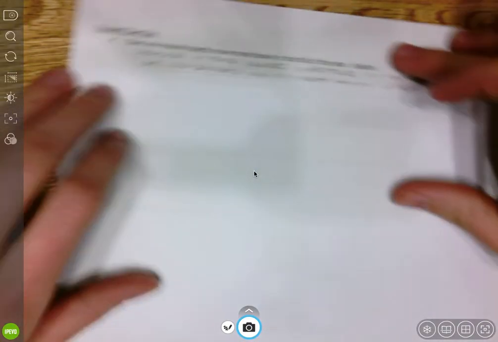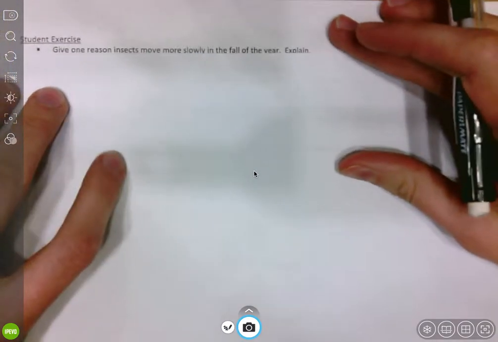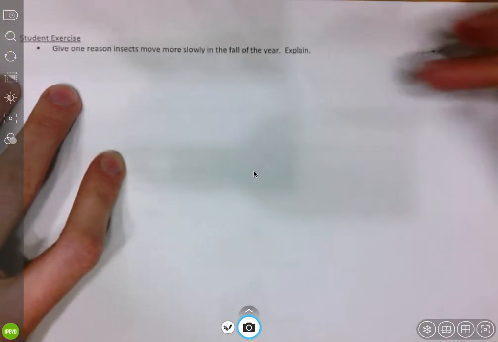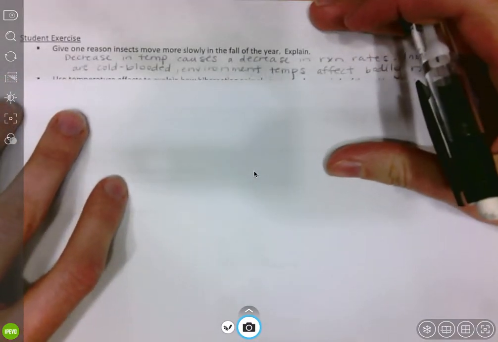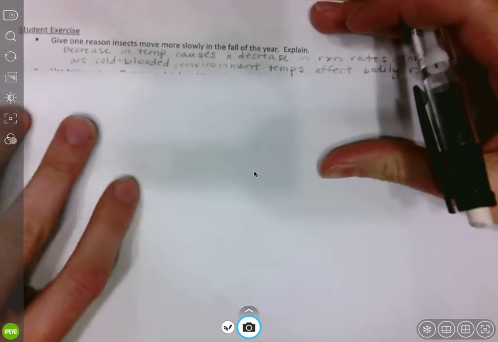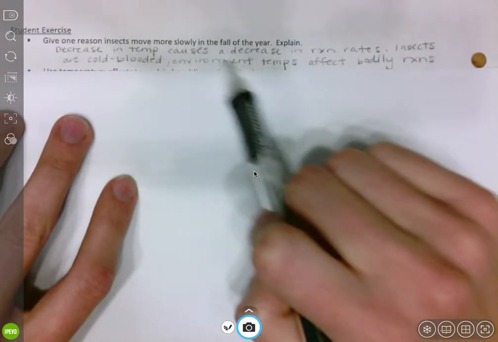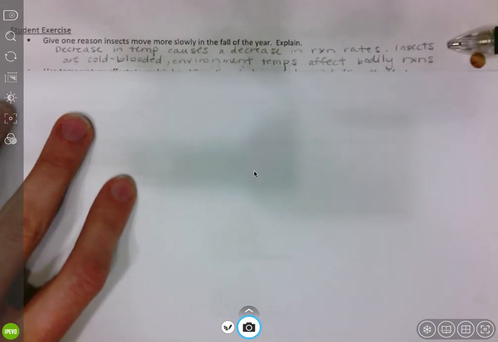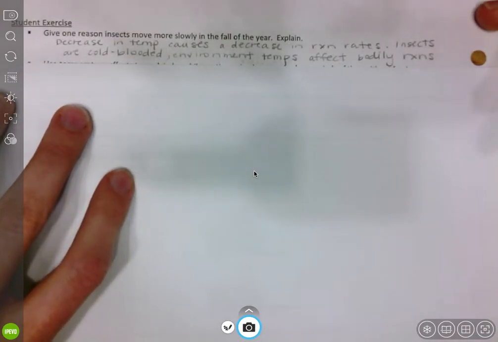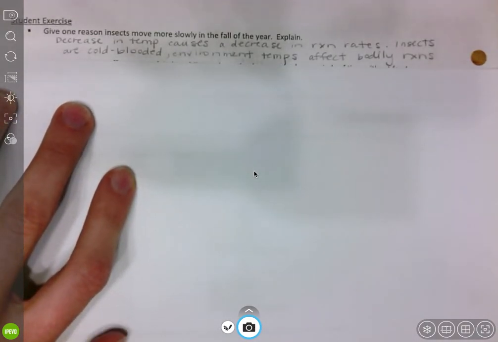All right, so student exercises. Okay, give one reason insects move more slowly in the fall of the year, and explain. So basically, we have a decrease in temperature in the fall, which is going to cause a decrease in reaction rates. And insects are cold-blooded, so environmental temperatures are going to affect the bodily reactions of our insects because they're cold-blooded. They can't make their own heat, and thus their reaction rates are dependent on temperature.